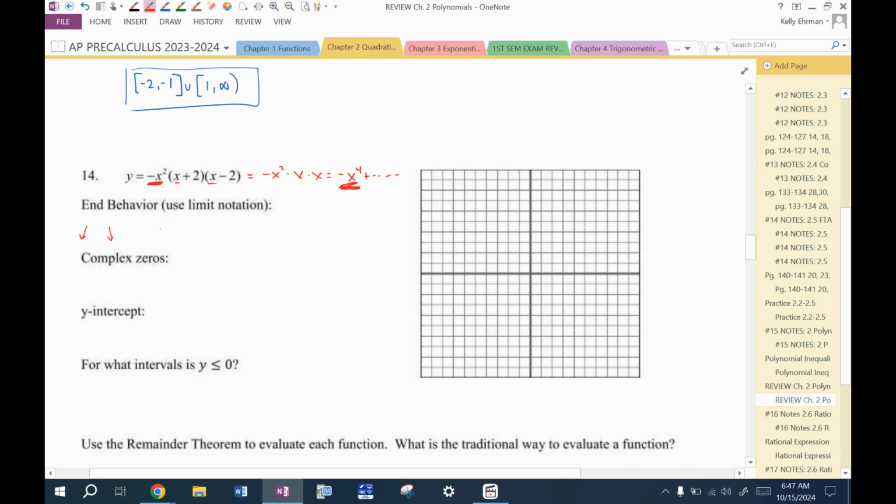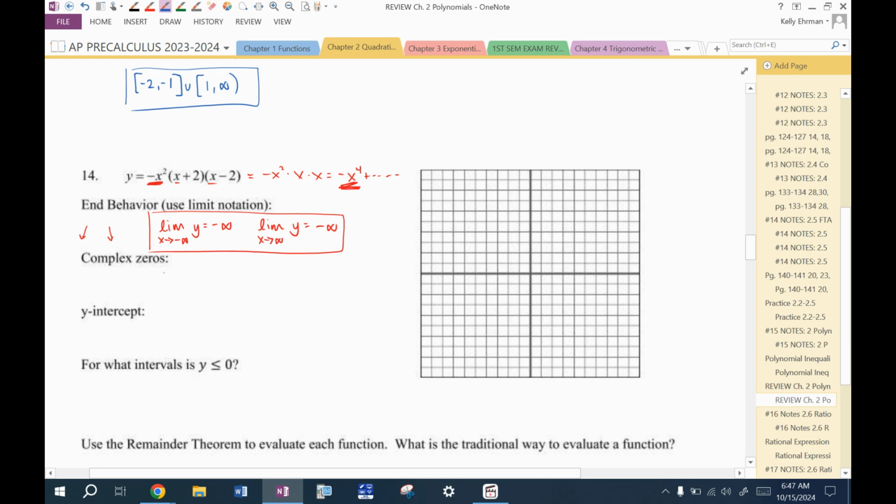And then to say that, we could say the limit as x approaches negative infinity of y is equal to negative infinity. So the left side of y goes down. And the limit as x approaches infinity of y is equal to negative infinity. The right side of y goes down as well. So both of those are negative. Make that a little more clear. There we go.